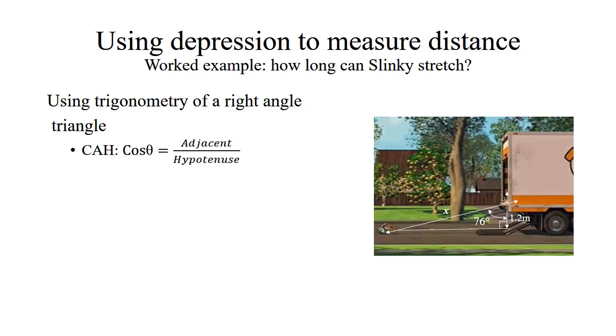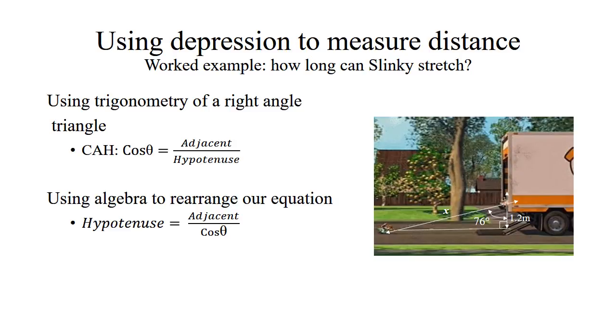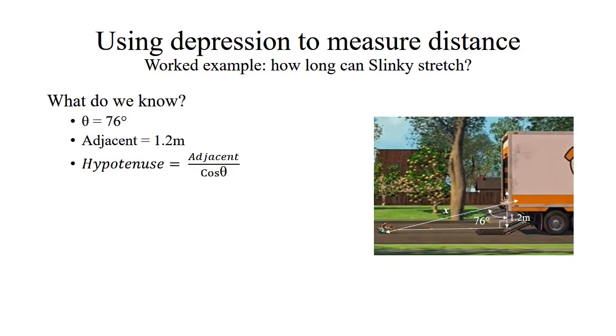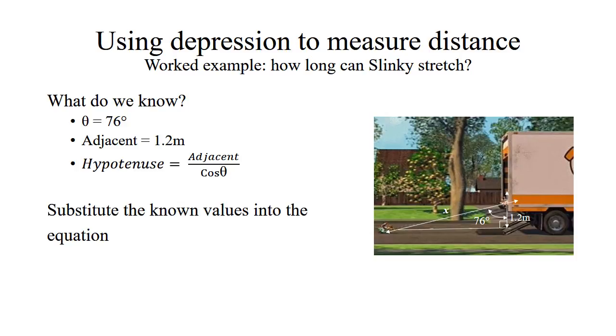This again is a bit difficult to work with, so I've used algebra to rearrange the equation and make it a bit more friendly. So what I've done is I've divided both sides of the equation by the hypotenuse, and then I have divided both sides by cos theta, so that balances the equation. So our final equation is the hypotenuse is equal to the adjacent over cosine theta. So now that we have our working equation, we're going to substitute in the known values into the equation, and that's what it looks like down there.